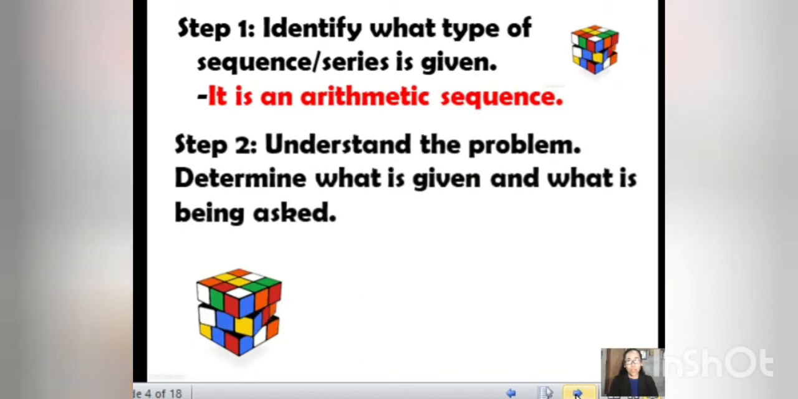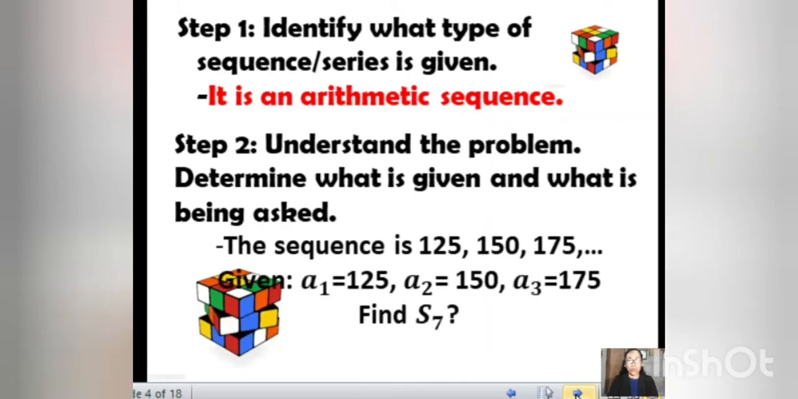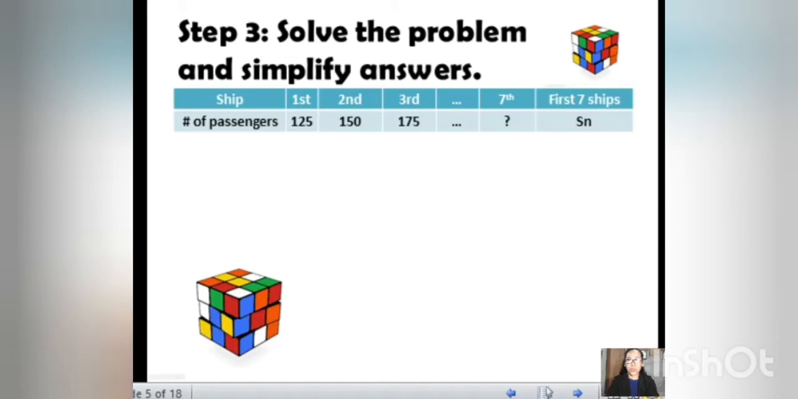Step number 2, understand the problem and then determine what is given and what is being asked. So the sequence is 125, 150, 175, and so on. So we have the given: a sub 1 is 125, a sub 2 is 150, a sub 3 is 175. And what is being asked in the problem, we have to find the sum of the first 7 terms in the sequence given. And then we have the third step, solve the problem and simplify answers.